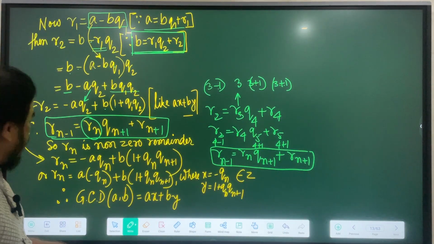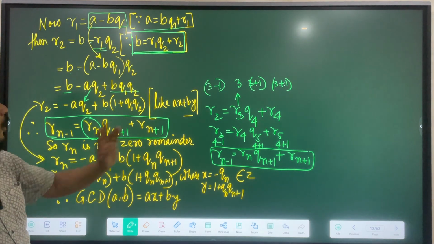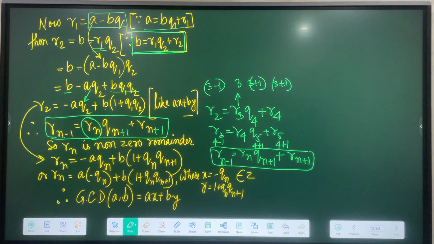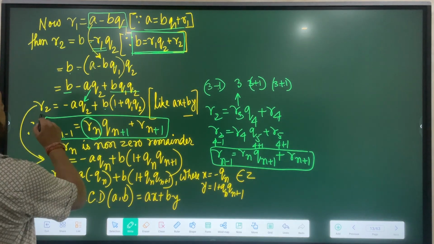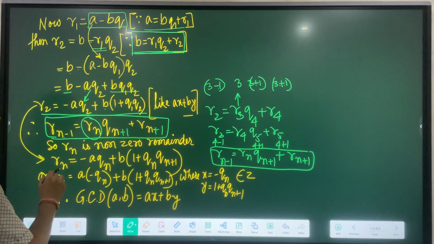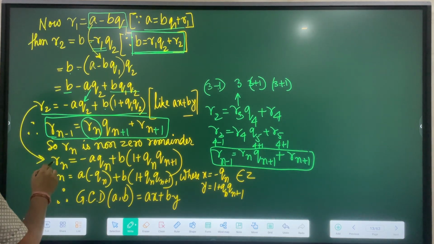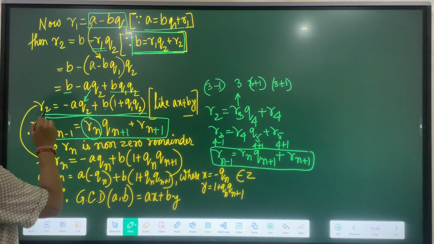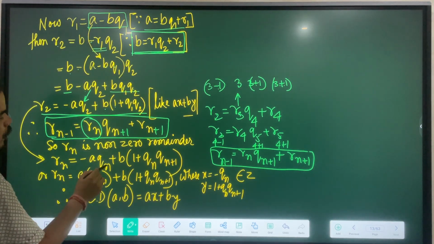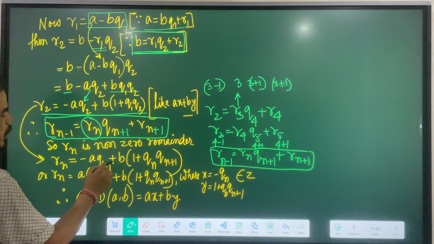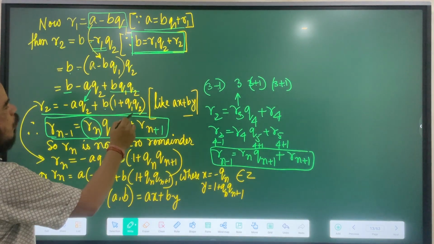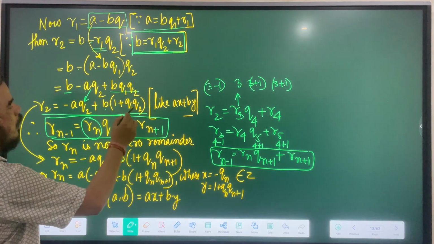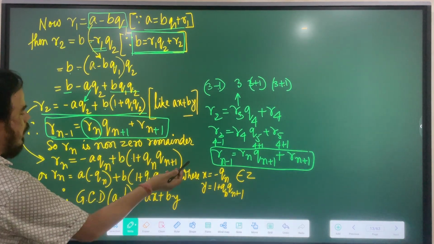So I hope you understand. Rn is the non-zero remainder. Now, this condition, how can you write in terms of n? I am writing Rn equals minus A Q2, if it is 2, here also 2. If it is n, here also n. Plus B, 1 plus Q1, Q2, ..., Qn, n plus 1; 1, 1 plus 1, 2, 2 plus 1. So n, n plus 1.